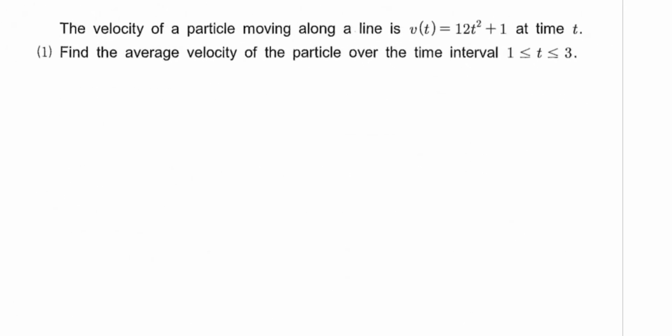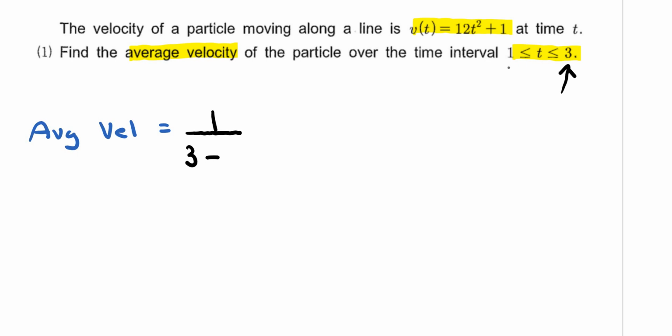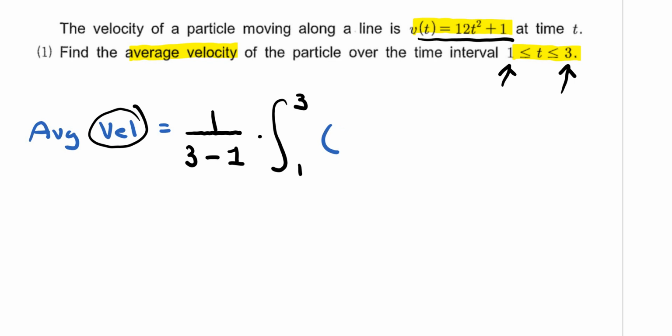The velocity of a particle is this at time t, and I want to find the average velocity over this time interval. Not a problem. Average velocity is the same thing as 1 over b minus a, where our b value is 3 and our a value is 1, so our lower bound is 1 and our upper bound is 3. Since I'm looking for average velocity, we input the velocity function in here: bracket 12t squared plus 1, close the bracket, with respect to time, so dt. Once again, you can go to your calculator, and you get 53.